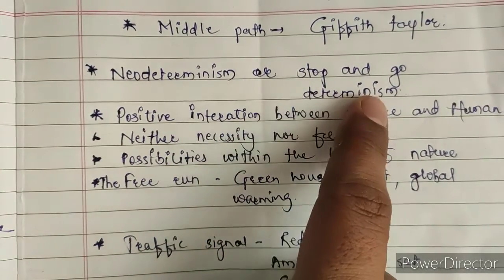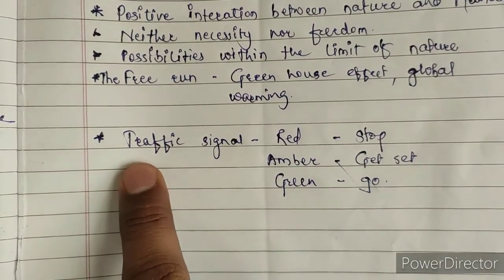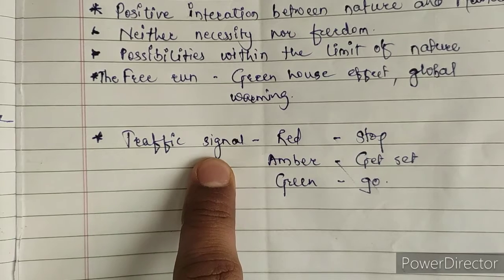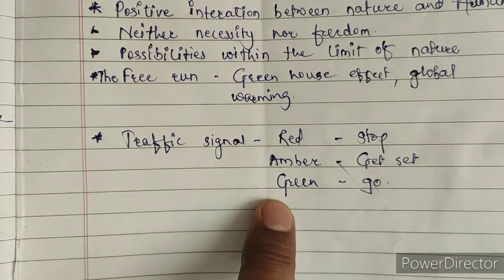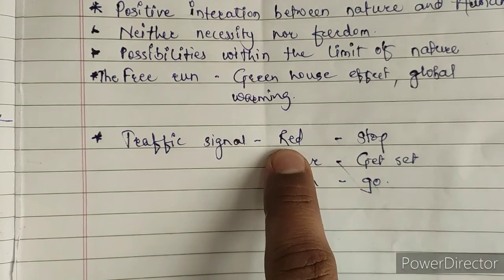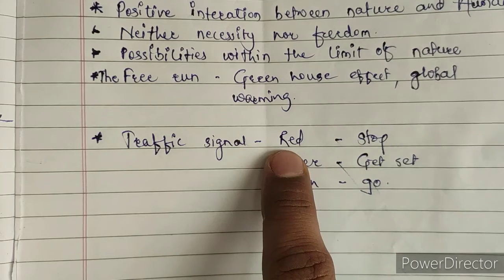What is in this neo-determinism, stop and go determinism? Let us see first of all an example. When we go to the cities, we see a traffic signal. In that traffic signal, there are three different colors: red, amber and green. So this red color indicates the first concept. Which first concept?